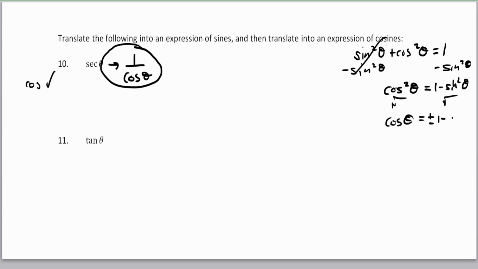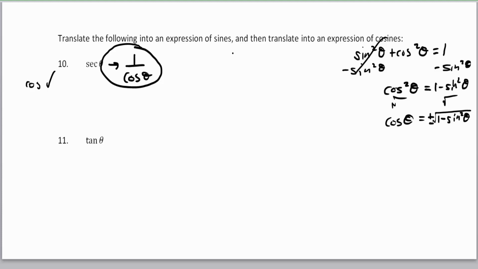the square root of 1 minus sine squared theta, all under the radical. And this can't be further simplified. I cannot take the square root of this binomial. So cosine theta is equal to plus or minus the square root of 1 minus sine squared theta.